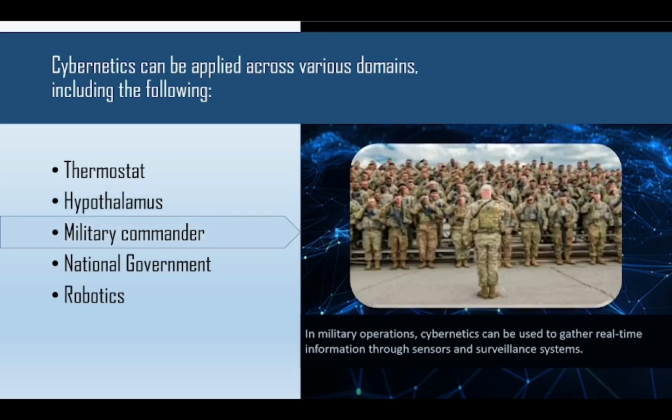The third one is the military commander. In military operations, cybernetics can be used to gather real-time information through sensors and surveillance systems. So the military commander is also an example of cybernetics because the commander has the ability to control his company. The commander is also responsible for the maintenance and operation of the company.